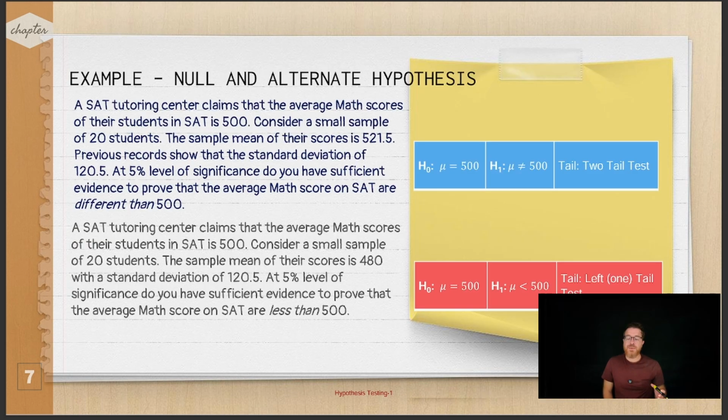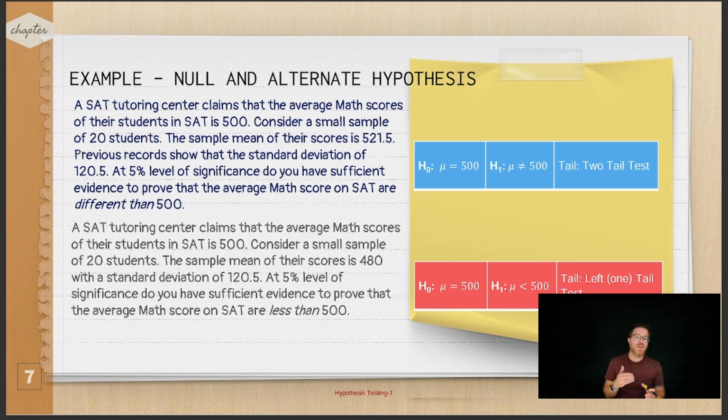Here we can find two examples of setting up your null and your alternate hypothesis for a hypothesis test. The first example says an SAT tutoring center claims that the average math score of their students on the SAT is 500. That's their initial claim. That's what the company is claiming. Consider a small sample of 20 students. The sample mean of their scores is 521.5. Previous records show that the standard deviation is 120.5. At the 5% level of significance, do we have sufficient evidence to prove that the average math score on the SAT is different than 500?